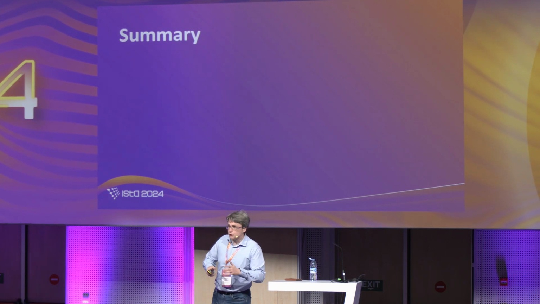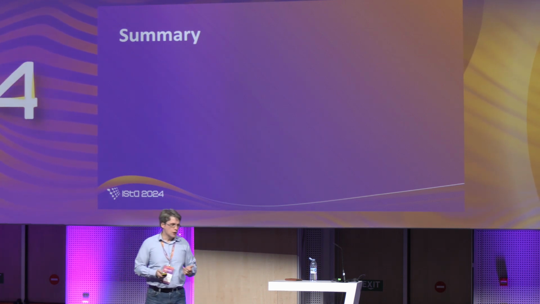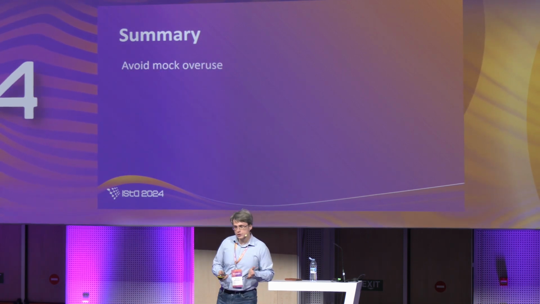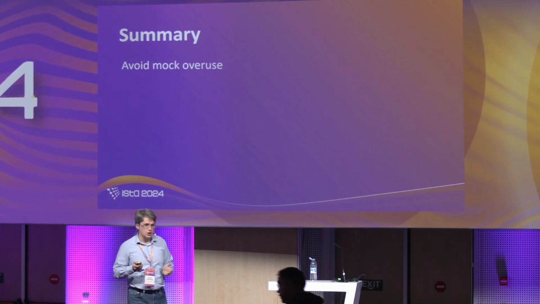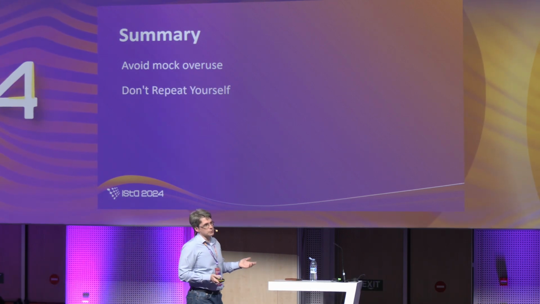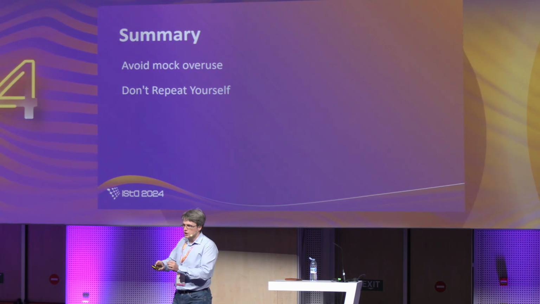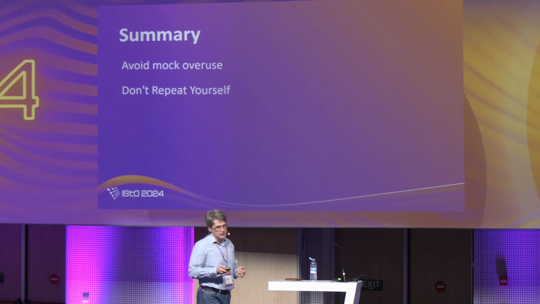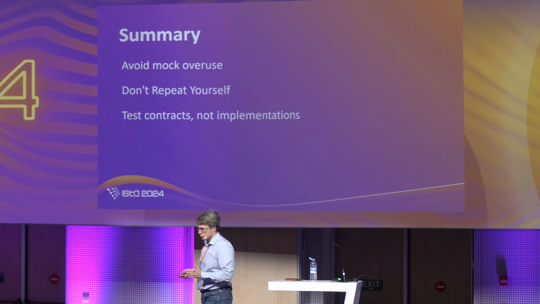So with that, I want to summarize the points that we discussed and recap them for you. Ultimately, what we want to do is avoid mock overuse, the overmocking that we saw in our unit and integration tests. We want to avoid repeating ourselves, and again, make sure that we don't lose the intention, so that a person can more easily read and understand, which helps maintainability. We want to test the contracts, not the implementation, as much as possible.